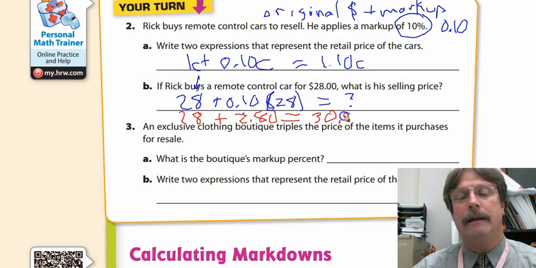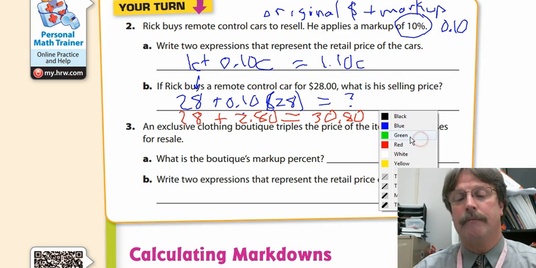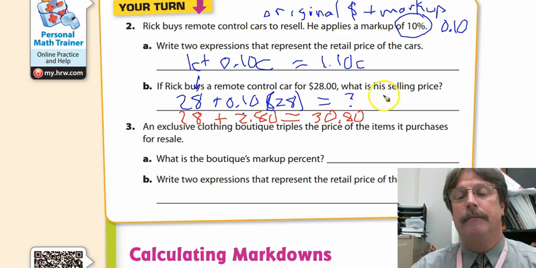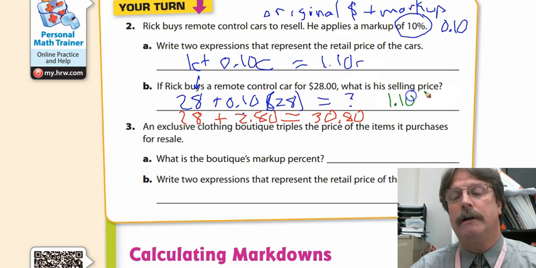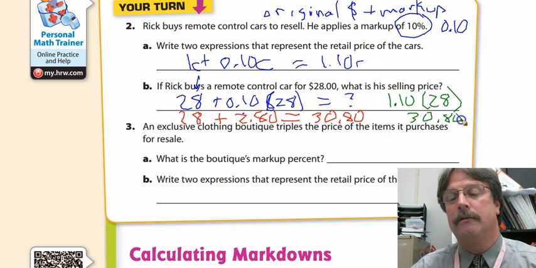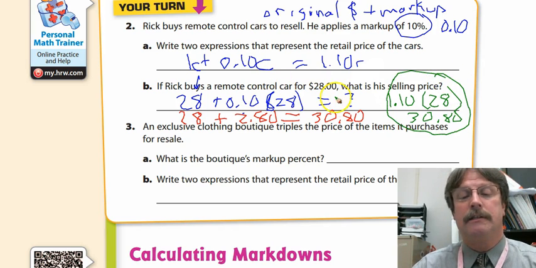The other way that we're going to do that, we're going to go ahead and take 28 times 1.10, okay? Because really what I did, I took this 28 and I put it into this position right here. So it's going to be 1.10 times 28, and that's going to come out to $30.80. This is the second expression. This is the first expression. This is the second expression.